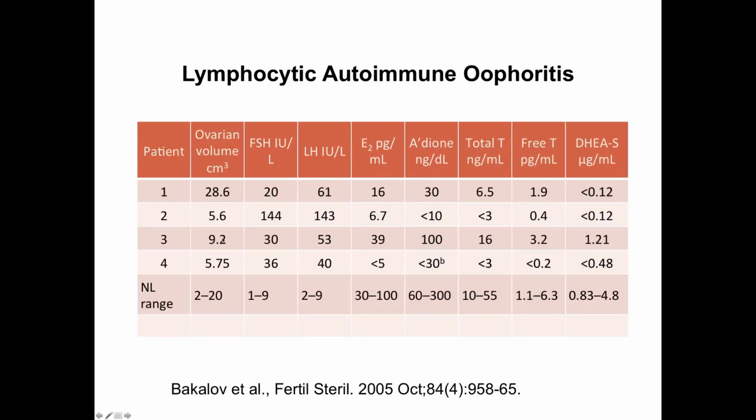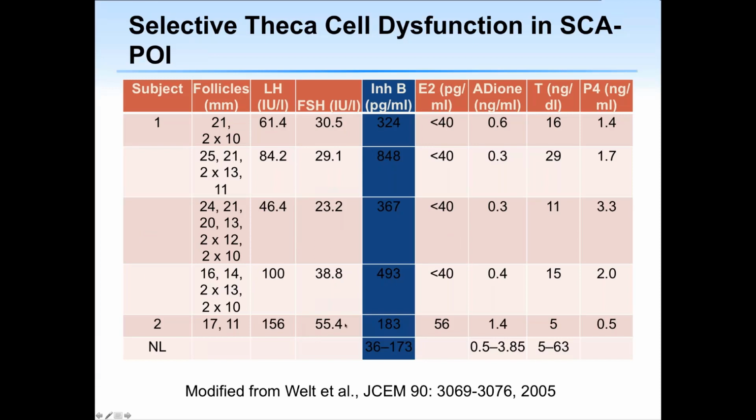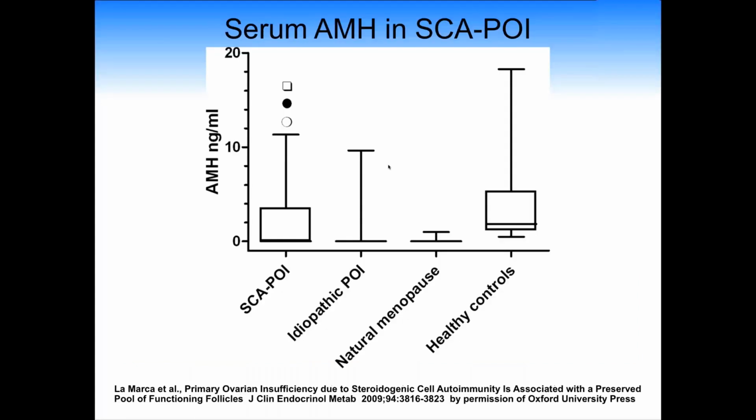In our series of 4 cases, there was a variation in ovarian volume, with 28.6 being the largest. And this interesting work by Corrine Welt, when she was at Harvard, showed that these follicles have a selective theca cell dysfunction in steroidogenic cell autoimmunity. You notice FSH and LH are high, estradiol is low, but the inhibin levels in these women are above normal. So the ability of the granulosa cells to make inhibin is not under attack, and this is a distinguishing factor in the clinical evaluation of these women.